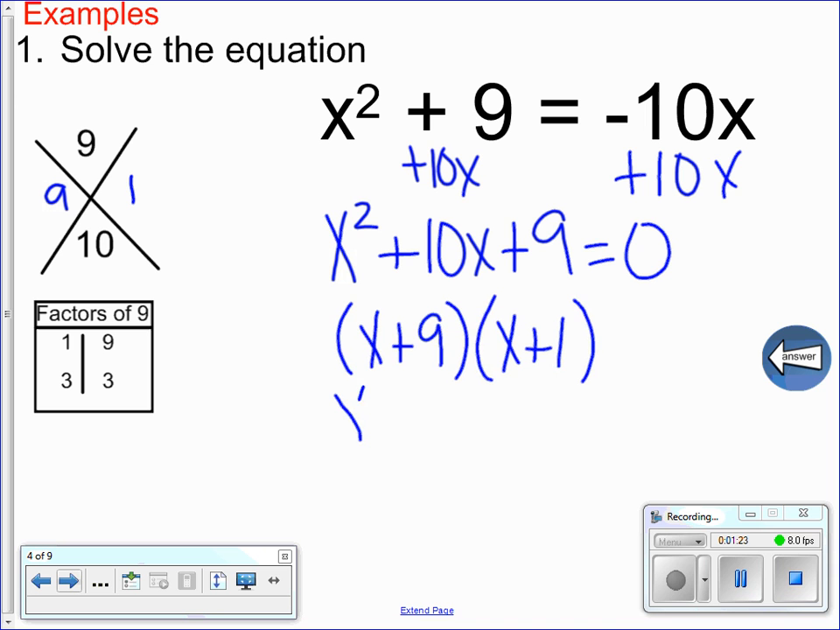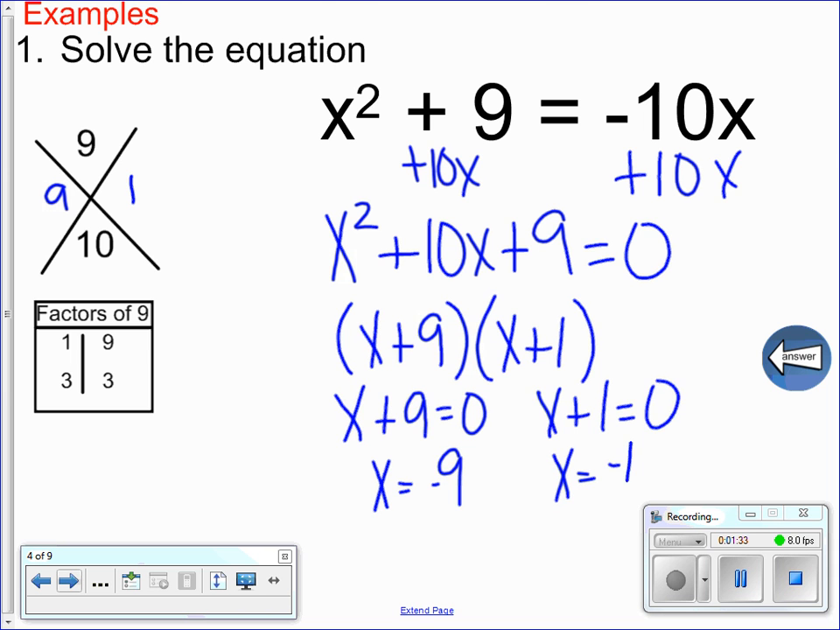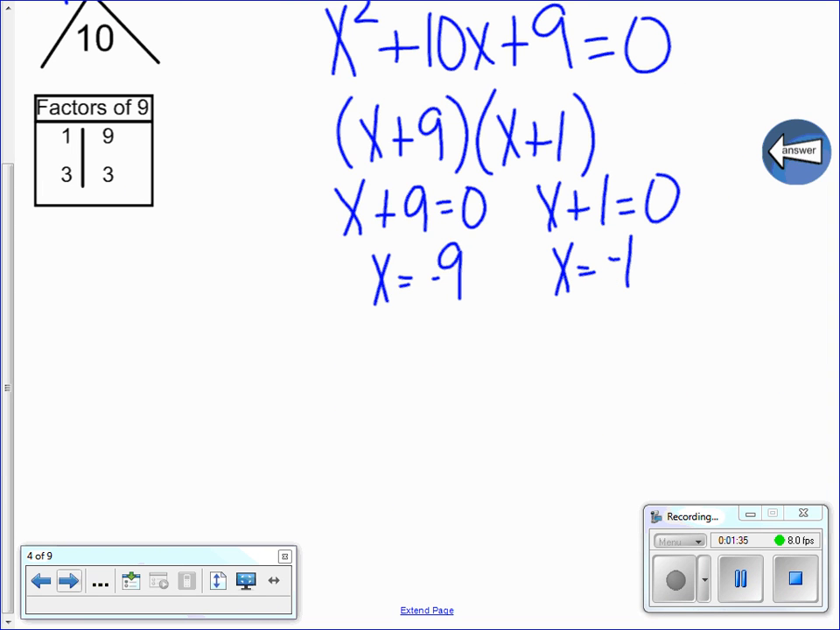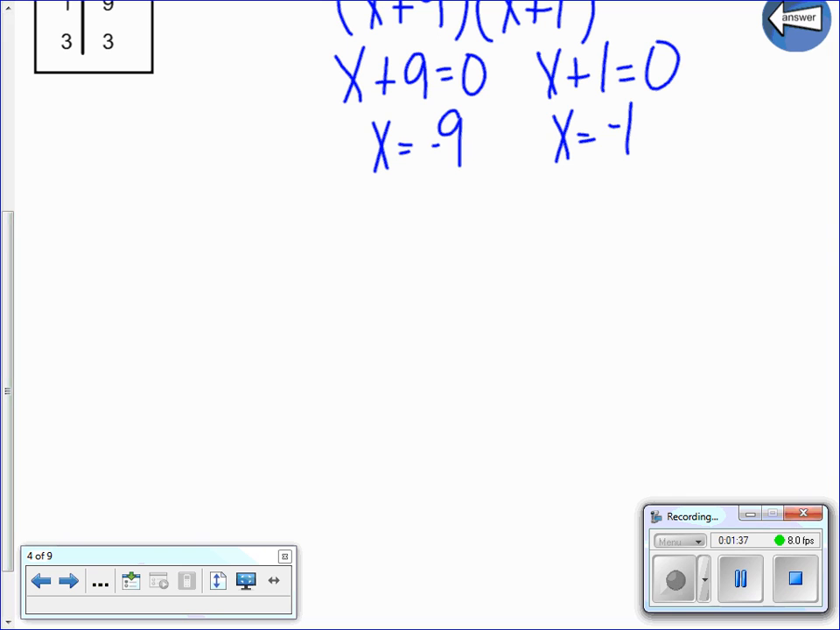Then we set each of those to 0, and we get x is equal to negative 9, and x equals negative 1. Now we're going to check our answer by substituting both of those numbers, negative 9 and negative 1, into our original equation.